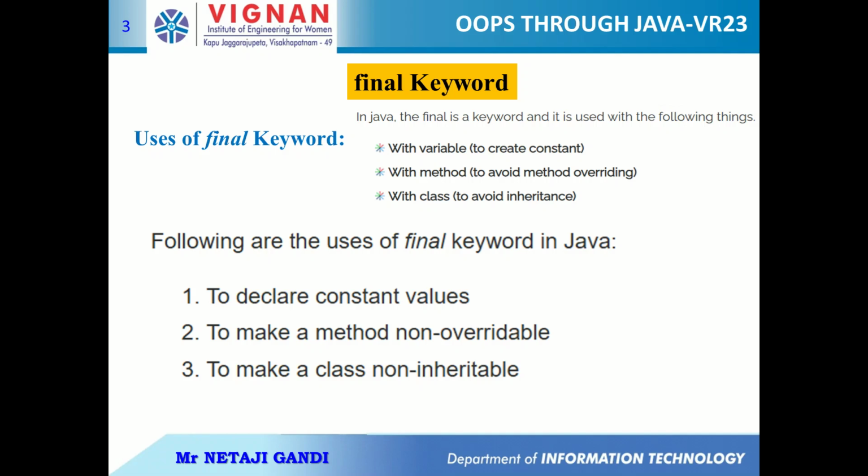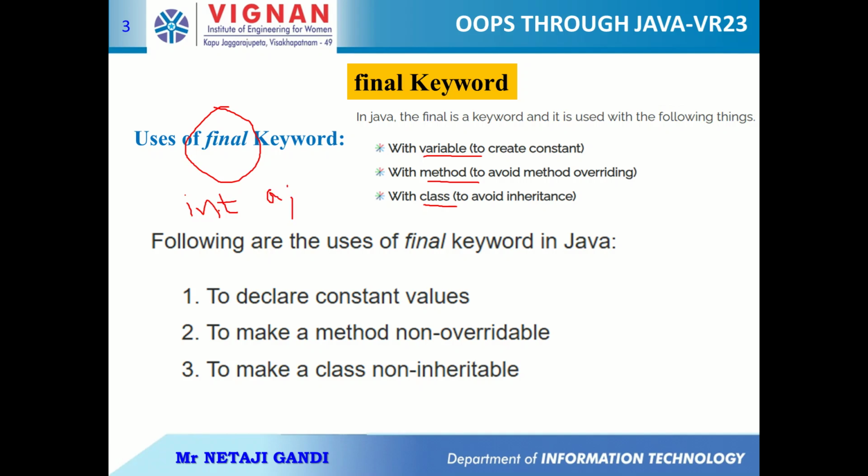The final keyword can be applied to variables, to methods, and also to classes. So what are the advantages of the final keyword? First of all, how do we declare a variable? Suppose integer is my data type and a is my variable name.